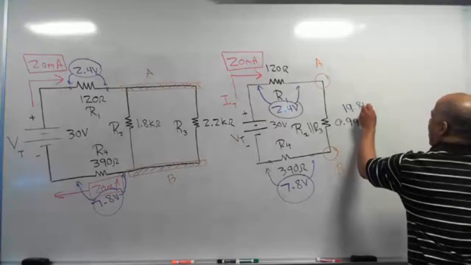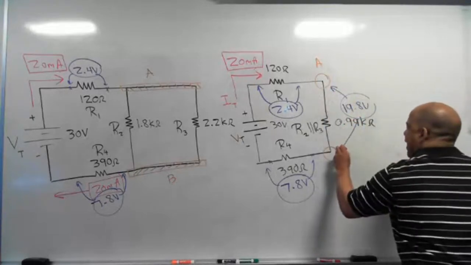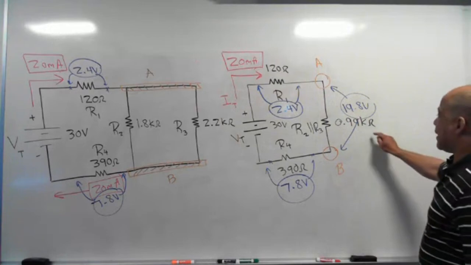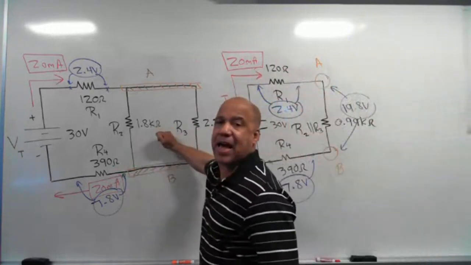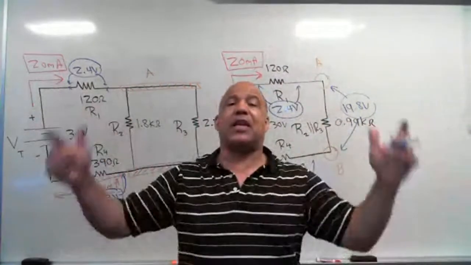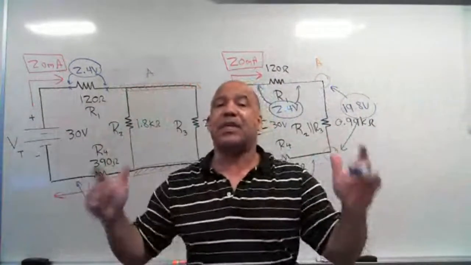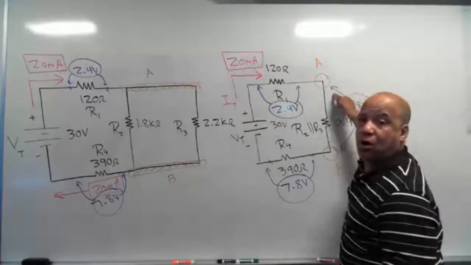19.8. I got 19.8 volts going from this node A to that node B. So when I transfer it over to my original circuit, I draw it right smack dab in the middle, and I have to show it going between something in parallel. It's got to be clear that these two elements have the same voltage across them. So 19.8 is a known voltage.